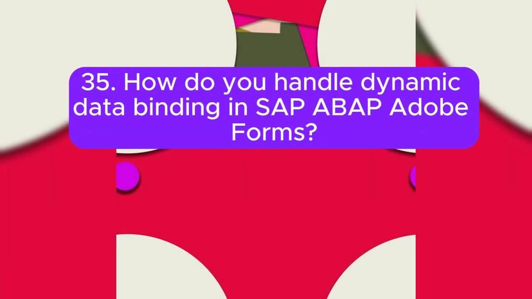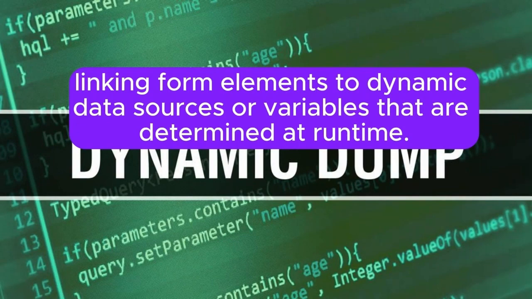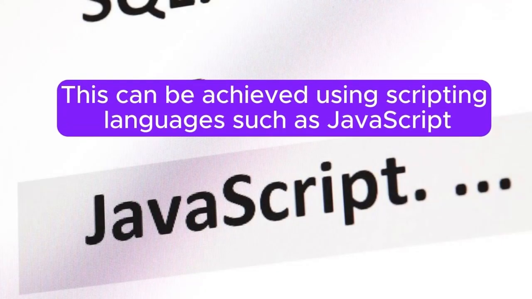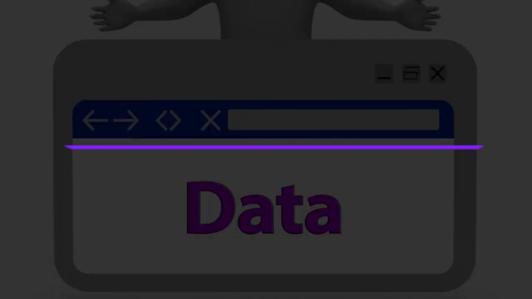forms. 35. How do you handle dynamic data binding in SAP ABAP Adobe Forms? Answer: dynamic data binding in SAP ABAP Adobe Forms involves linking form elements to dynamic data sources or variables that are determined at runtime. This can be achieved using scripting languages such as JavaScript to dynamically populate form fields or tables based on user input or backend data retrieval.